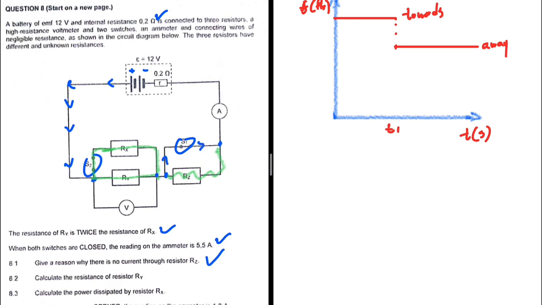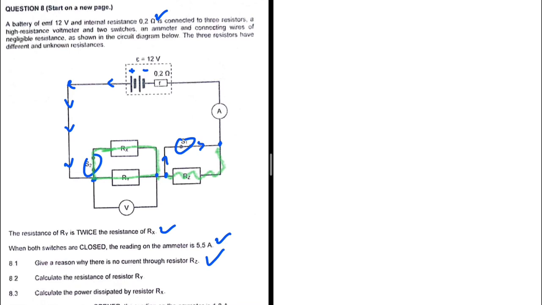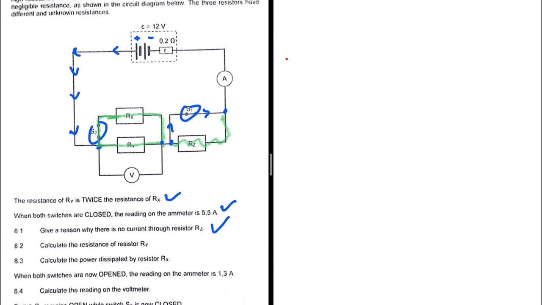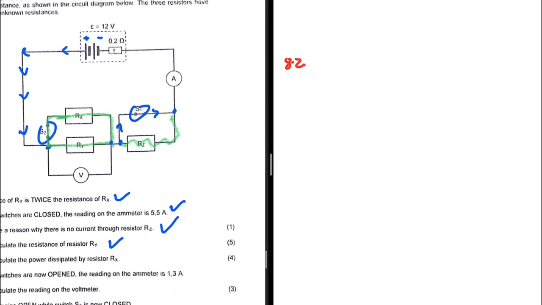This is what we call a short circuit. So all the current is going to go through that path with the switch S1, not through our resistor, because there is no resistance there. So that is why no current is going to flow through resistor Rz. 8.1. What about 8.2? Calculate the resistance of Ry.